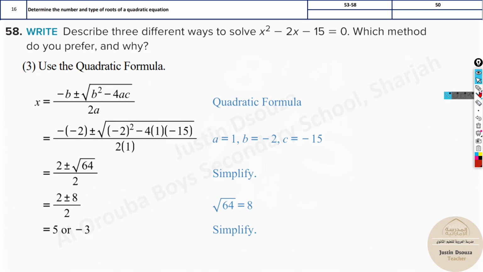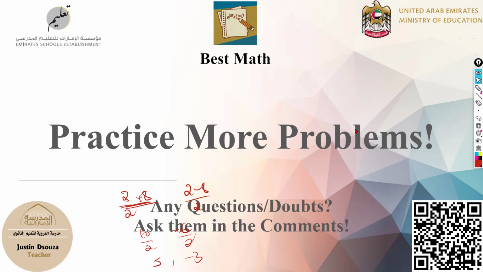Here also, remember there are two cases. What are the two cases? 2 plus 8 over 2, in the numerator it's plus 8, and 2 minus 8 by 2. It will be 10 by 2 or minus 6 by 2, sorry. 5 or minus 3. These are the two answers. That's how we solve it.